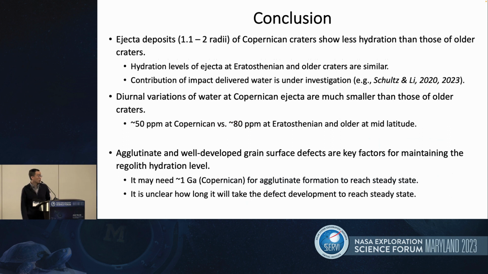We think agglutinates and well-developed grain surface defects are key factors for maintaining the regolith hydration level. It may need about 1 billion years for agglutinate formation to reach steady state, but it is still unclear how long it will take for the defect development to reach steady state, or whether it never reaches steady state. That's it. Thank you.